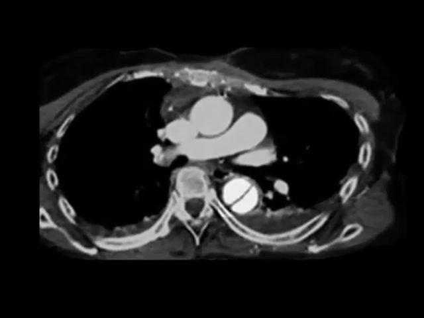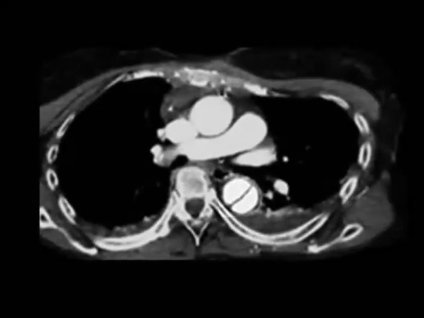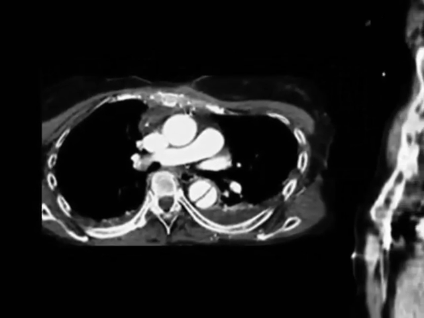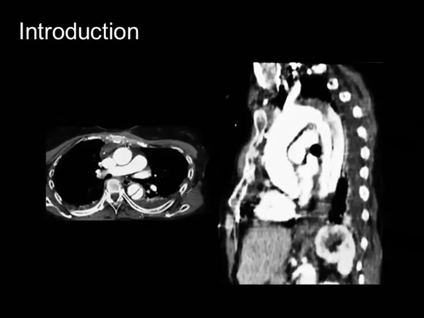In the axial image, note the dark gray line that divides the lumen of the aorta. This is an indication of an aortic dissection. The reconstructed CT demonstrates the dissection of the aorta in the sagittal plane.